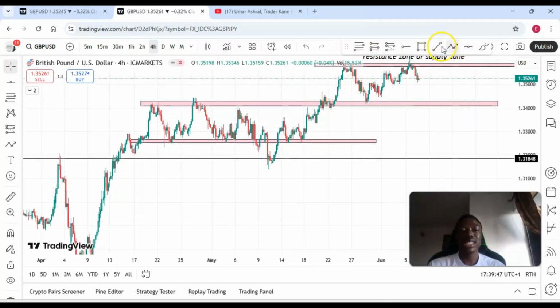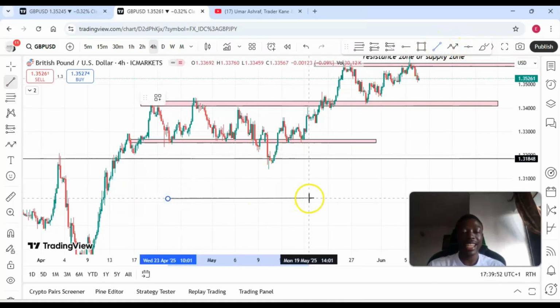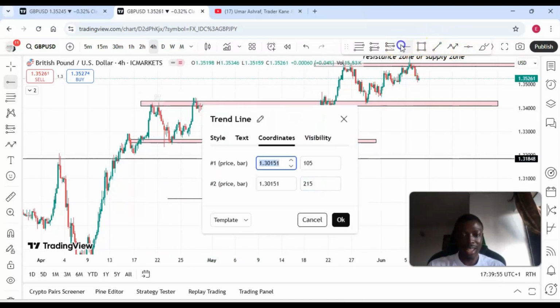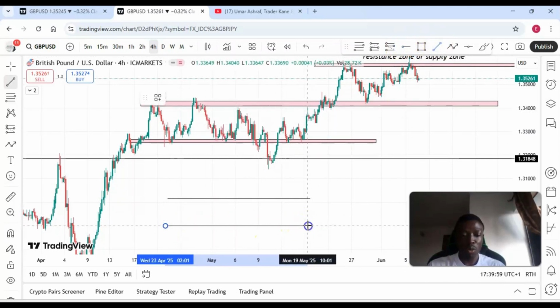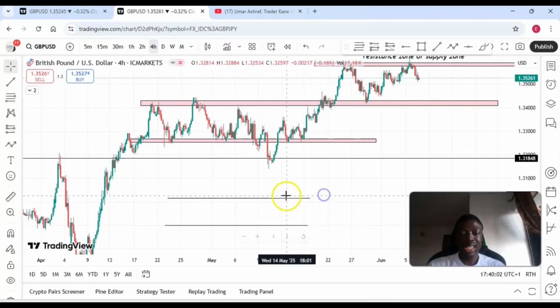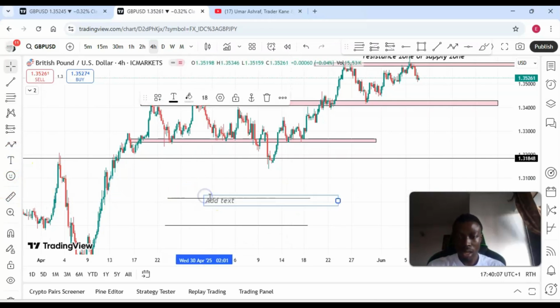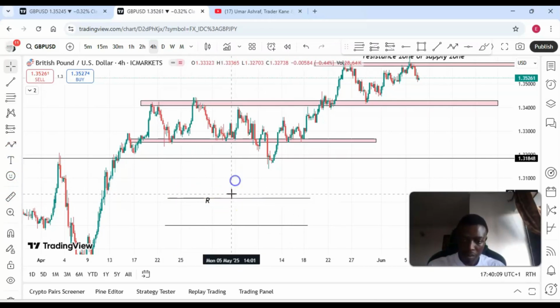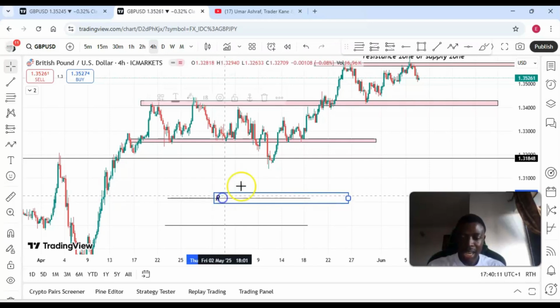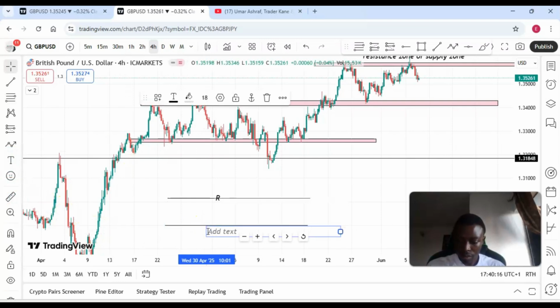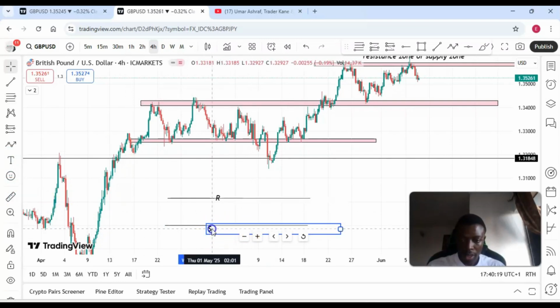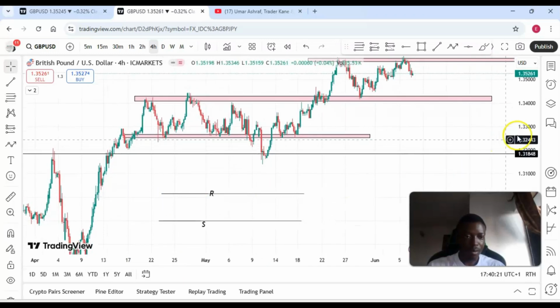If the market should break your resistance level, what should you expect? You should expect a break and a retest. Let me just explain here what I mean. Now let's take for example, this is our resistance zone, and this one down here is our support.